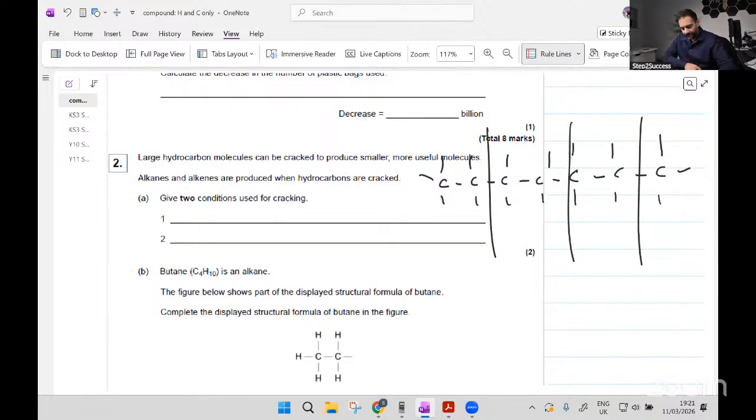The conditions for cracking are always high temperature and a catalyst. There is nothing more you need to know. If you hear the word cracking ever again, just think high temperature and a catalyst. So make it really hot and use a catalyst. A catalyst is something you add to a reaction to speed it up, and it changes to become something smaller.